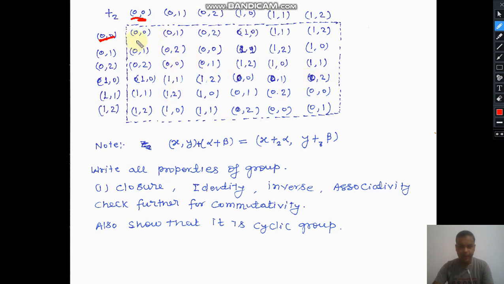Second is the identity property. Here we see that 0, 0 is the identity element, so the identity criterion is also fulfilled. Now, inverse is the element which gives the identity on performing the operation with any element. Here in this row we are watching 0, 0, so 0, 0 is the inverse of 0, 0. Again in the second row we see the identity here. It means we can say that 0, 2 is the inverse of 0, 1, or on the other hand, that 0, 1 is the inverse of 0, 2.